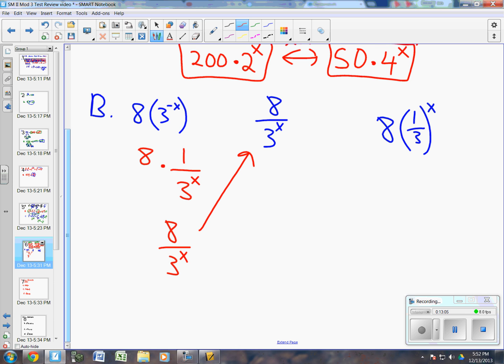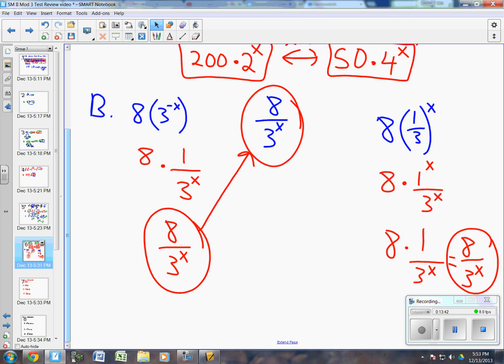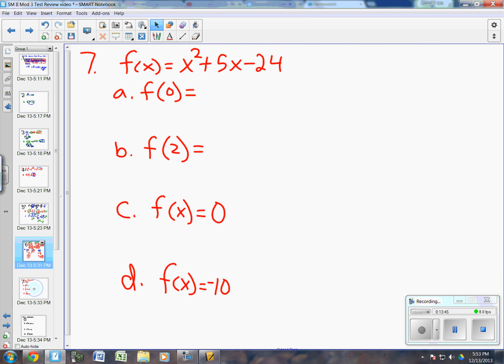And this one over here, we could rewrite this as 8 times 1 to the x power over 3 to the x power. Well, we know 1 to any power is going to be 1. Doesn't matter what the power is. So we have 8 times 1 over 3 to the x. And once again, if I multiply 8 times 1, I get 8 over 3 to the x. So all three of these are 8 over 3 to the x power. I'm sorry, 8 divided by 3 to the x power. All three of those are equivalent. Okay, problem number 7.